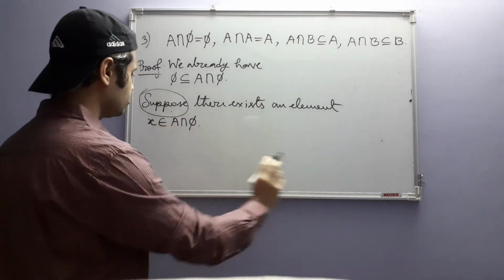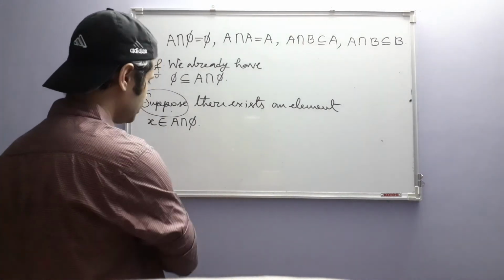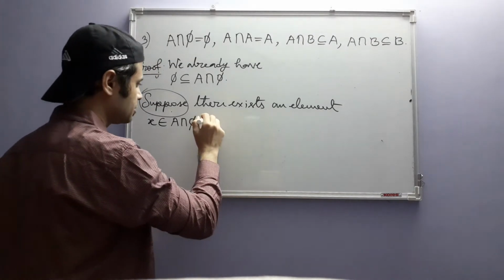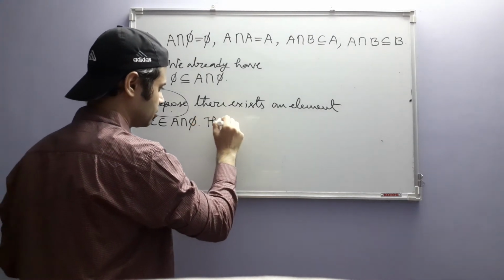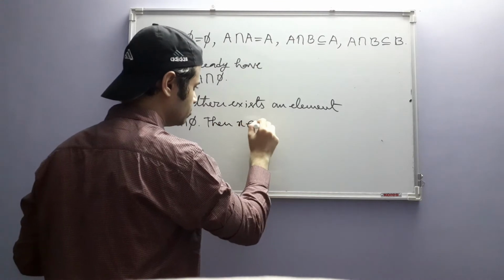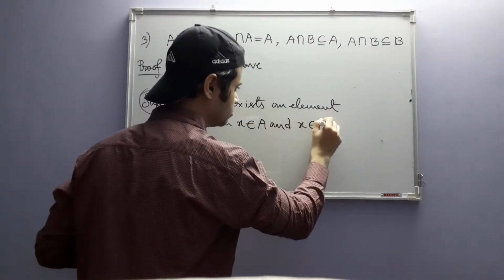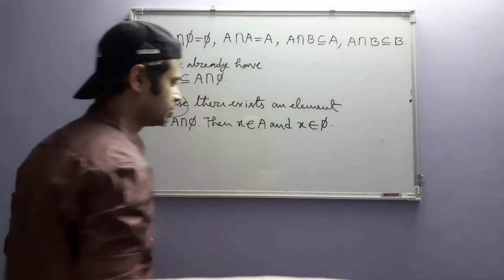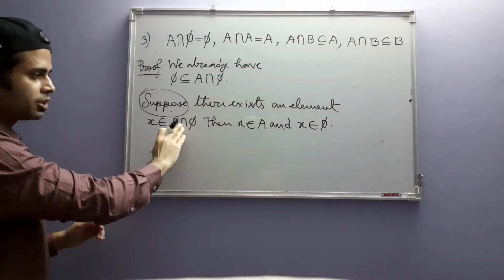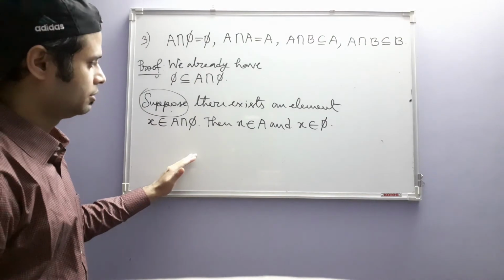So x belongs to A intersection the empty set. What do we know from this? Then x belongs to A and x belongs to the empty set. This is coming simply from the definition of intersection.